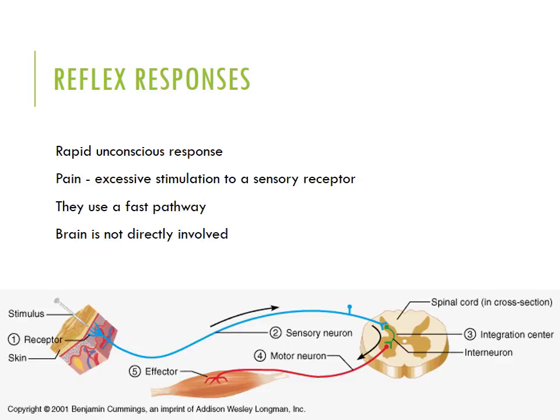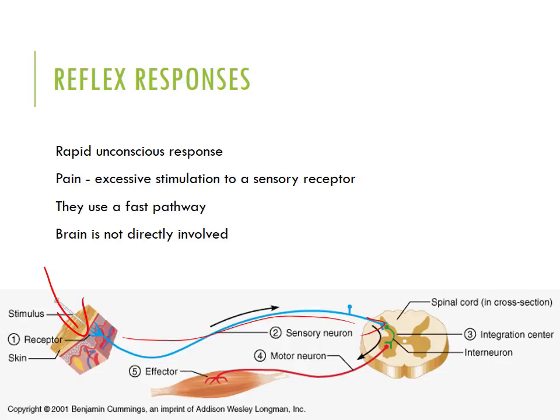Reflex responses are rapid and unconscious responses, but they do still rely on nerve cells. Things like pain, so excessive stimulation to a sensory receptor, use fast pathways. Here the brain isn't necessarily involved in making these decisions, it's more the spinal cord that decides what happens. So if you prick yourself with a pin, which is what's happening at the bottom here, you've got your pain receptor, and the message goes down the nerve cells to the spinal cord.